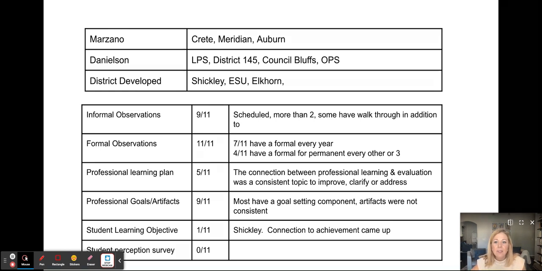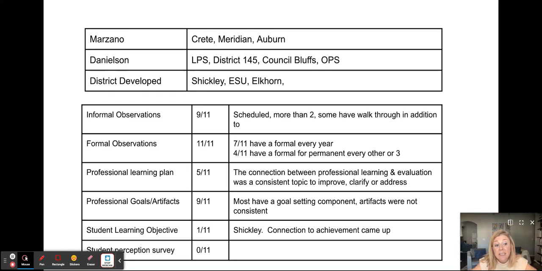So 9 out of 11 had informal observations. Most of those were unscheduled. There were a couple of districts that had formal observations, informal observations, and in addition would have walkthroughs. And formal observations, everybody has a component of formal observations. And this would be true because it's a state requirement for both of the states that are represented.